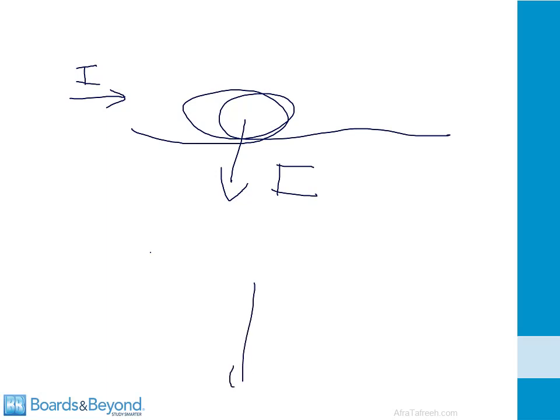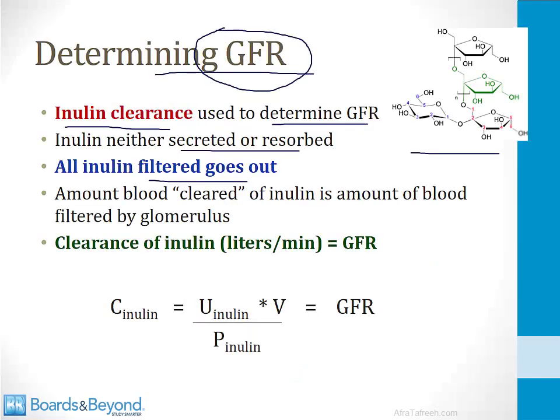To make this clear, let's imagine that we have a glomerulus and we've got a certain amount of inulin coming in and a certain amount of inulin getting filtered at the glomerulus. All of this inulin is going to go out in the urine. None of it will be reabsorbed by the nephron, and furthermore, the nephron will not secrete any inulin. So everything that crosses the glomerulus goes out, and that makes the clearance of inulin a measurement of the glomerular filtration rate. So the amount of blood cleared of inulin is the volume of blood filtered by the glomerulus, and therefore the clearance of inulin in liters per minute is equal to the GFR.